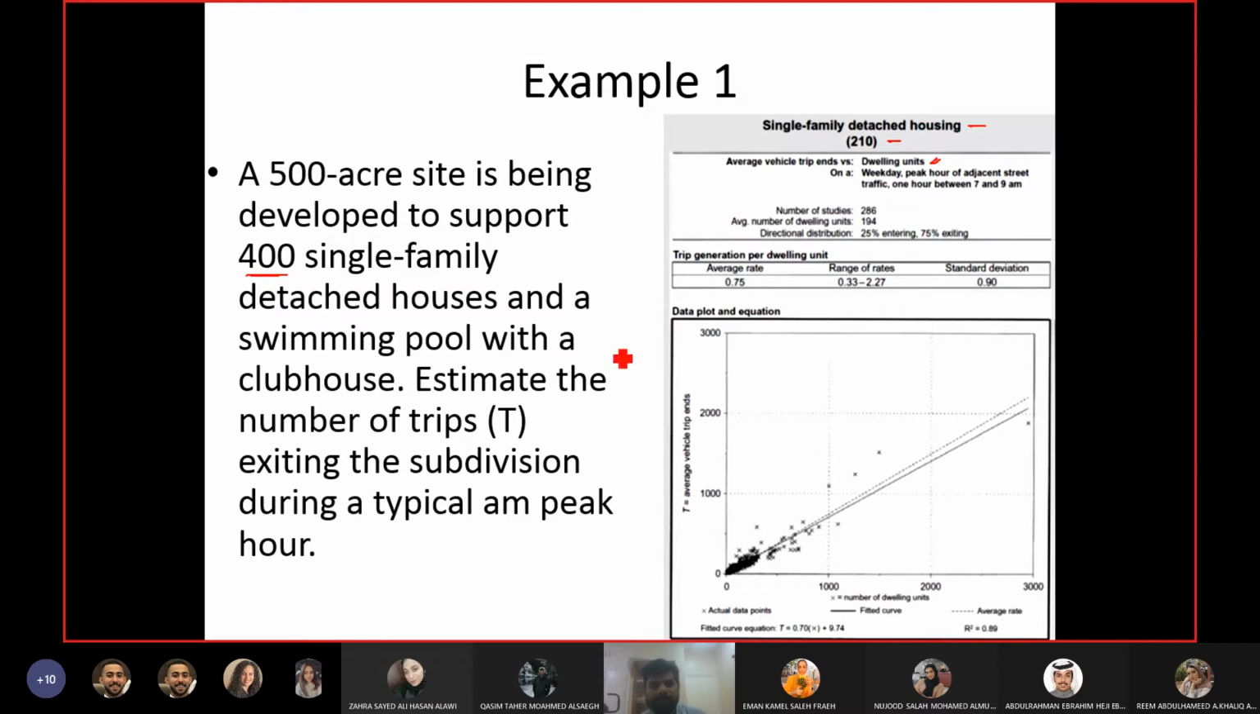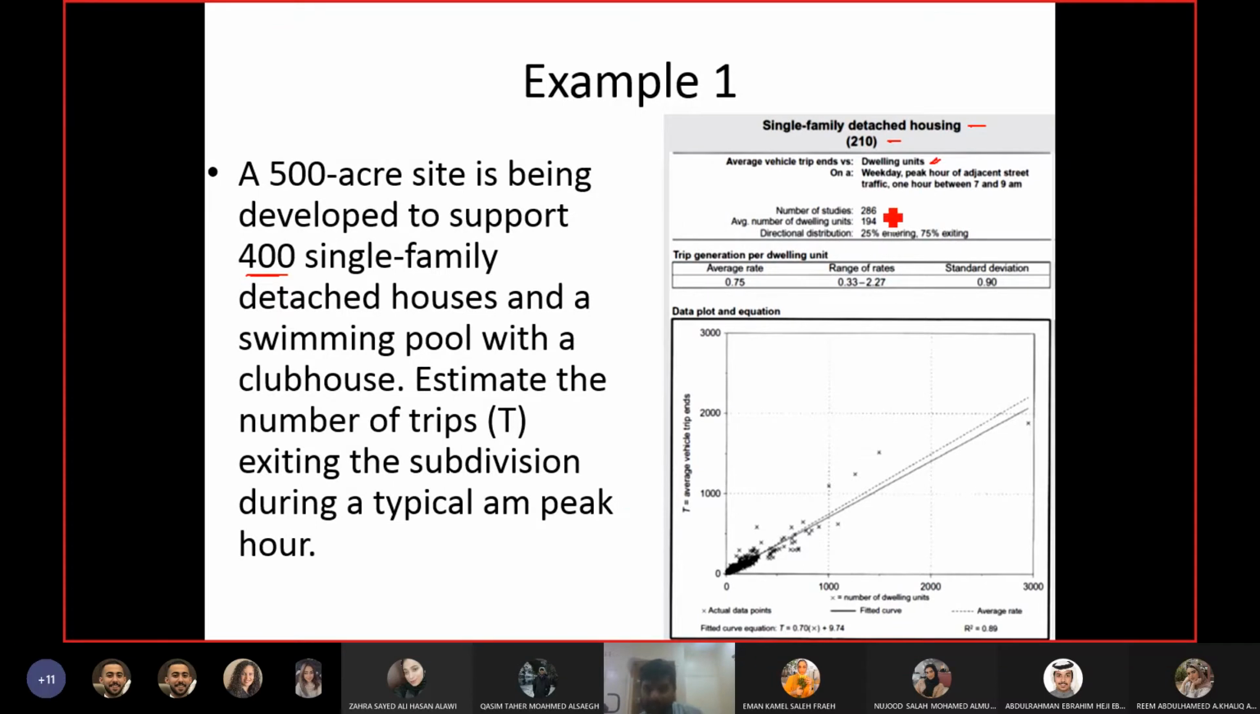And we want the trips on a typical AM peak hour. A typical AM peak hour will be between 7 to 9 AM. This is our analysis period. Typical means on a weekday. So these values are for the AM peak hour.